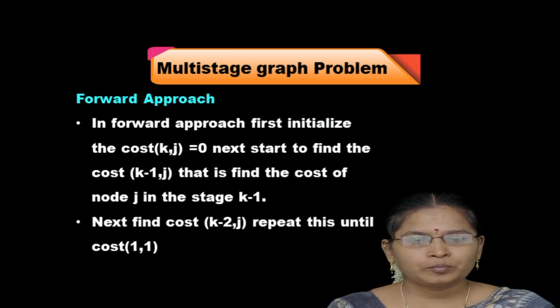In the forward approach, first we have to initialize the cost of k comma j equal to 0. Next we have to find the cost of k minus 1 comma j, that is, the cost of all the nodes j in the stage k minus 1. Next we have to find the cost of k minus 2 comma j. Repeat this until we find the cost of 1 comma 1.